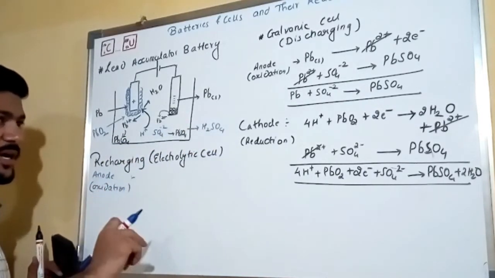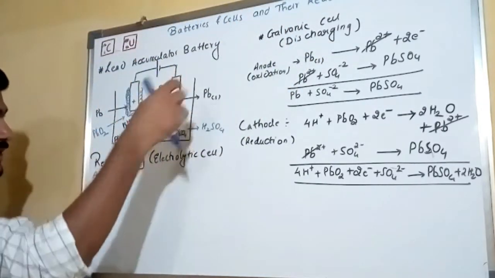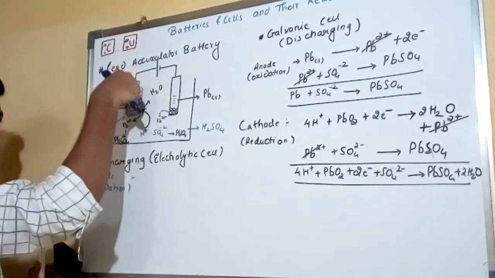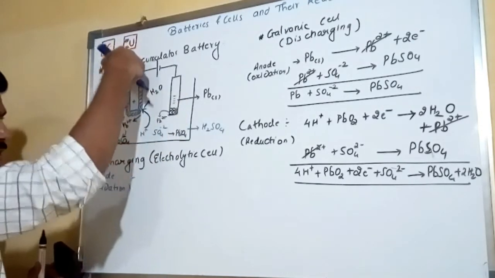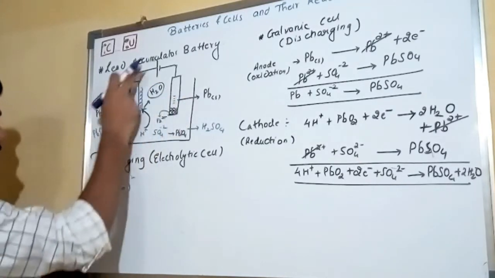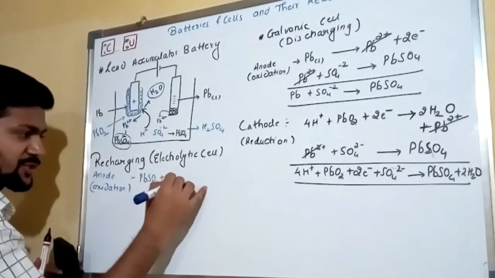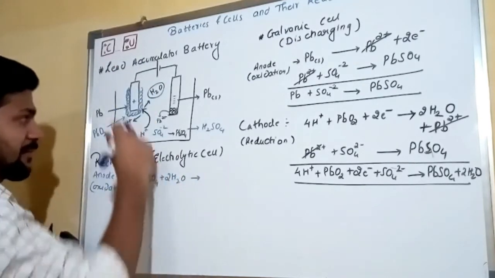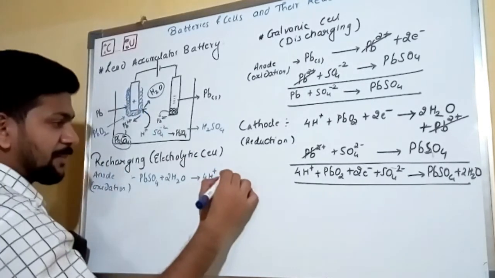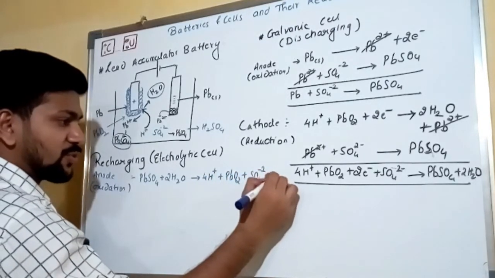So oxidation should occur at a place where there was acceptance of electrons in the galvanic cell. Electrons were accepted over here in the galvanic cell, so obviously in the electrolytic cell, electrons will be lost over here. The reaction will be completely reversed. This PbSO4 and this water will again come back. So you will have PbSO4 and 2H2O getting converted into 4H+, giving back PbO2, giving back SO4 2- plus 2 electrons.